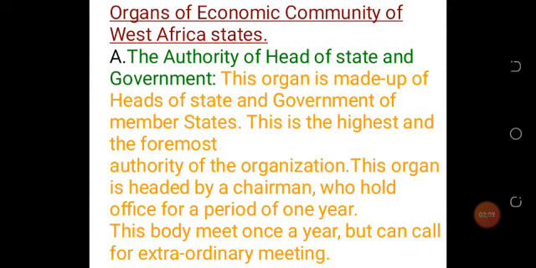One of the functions is appointment of the executive secretary. The executive secretary is the head of the secretariat of this organization, and is appointed by the Authority of Head of State and Government. Whoever becomes the executive secretary of this body is appointed by the Authority of Head of State and Government. Then another function of this organ is decision making. It is the highest decision making body of the community. That is, the most powerful decision making body of Ecowas is the Authority of Head of State and Government.